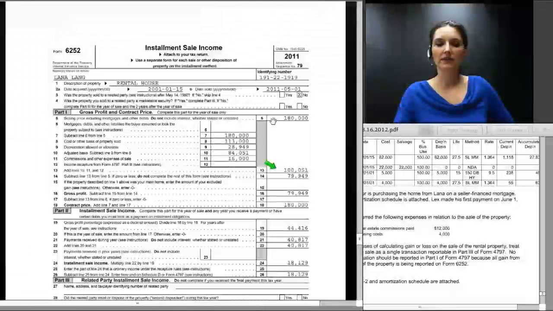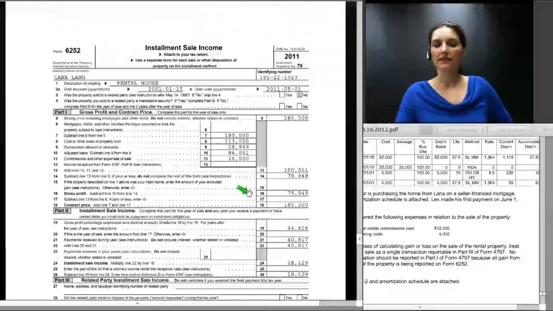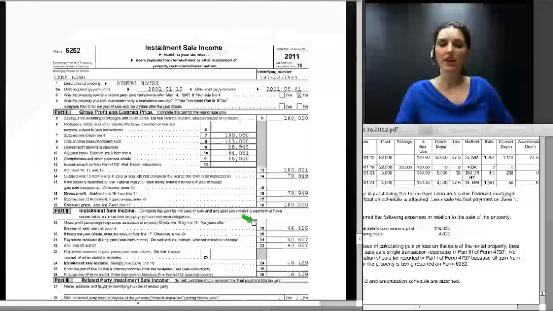Next, we subtract line 13 from line 5. The total is $79,949 entered on line 14. There are no other adjustments to be entered on line 15. And essentially, line 16 of $79,949 is then divided by the sales price, or the contract price of $180,000. And that gives us a gross profit percentage of 44.416%. We multiply 44.416 by the total payments received during the year.